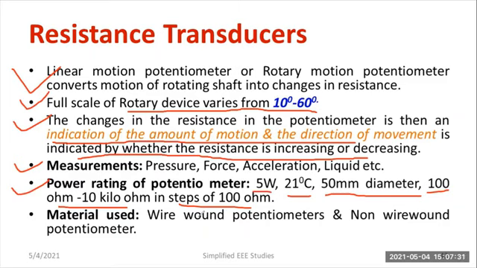What are the materials? I already explained the materials which can be used for making this kind of resistive transducer. Normally, we employ a wire wound potentiometer. You can even go for a non-wire wound potentiometer also. Okay, these are the basic peculiarities of the resistive transducer.